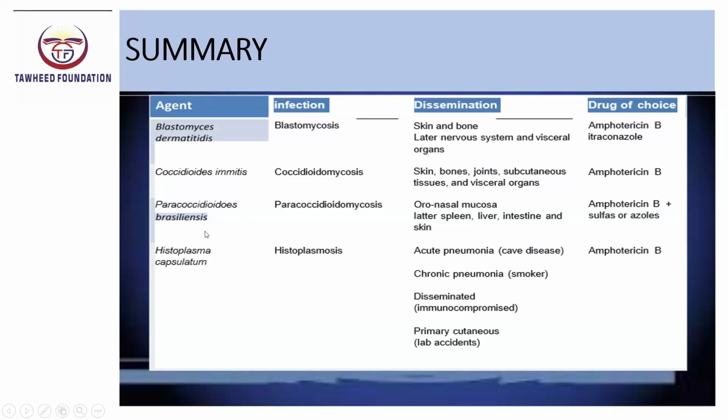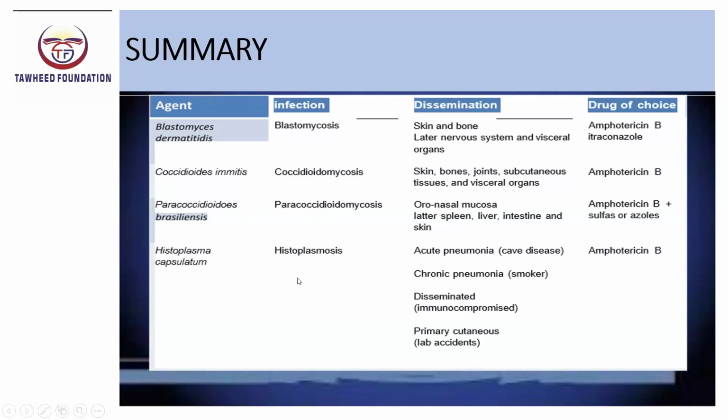Paracoccidioides brasiliensis causes the infection paracoccidioidomycosis. Dissemination is through the oral and nasal mucosa, later the spleen, liver, intestine, and skin. Drugs of choice include amphotericin B, sulfas, or azoles.